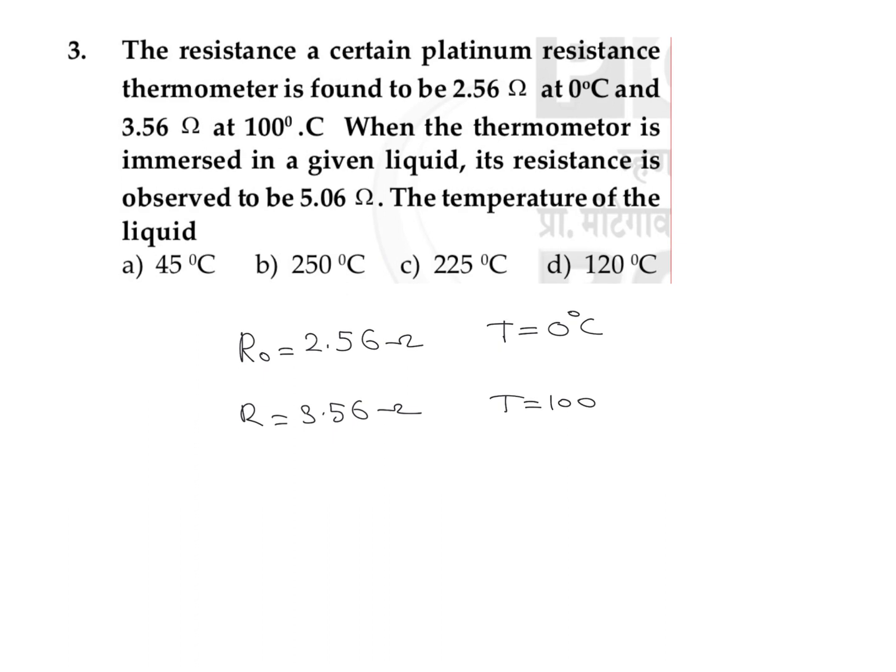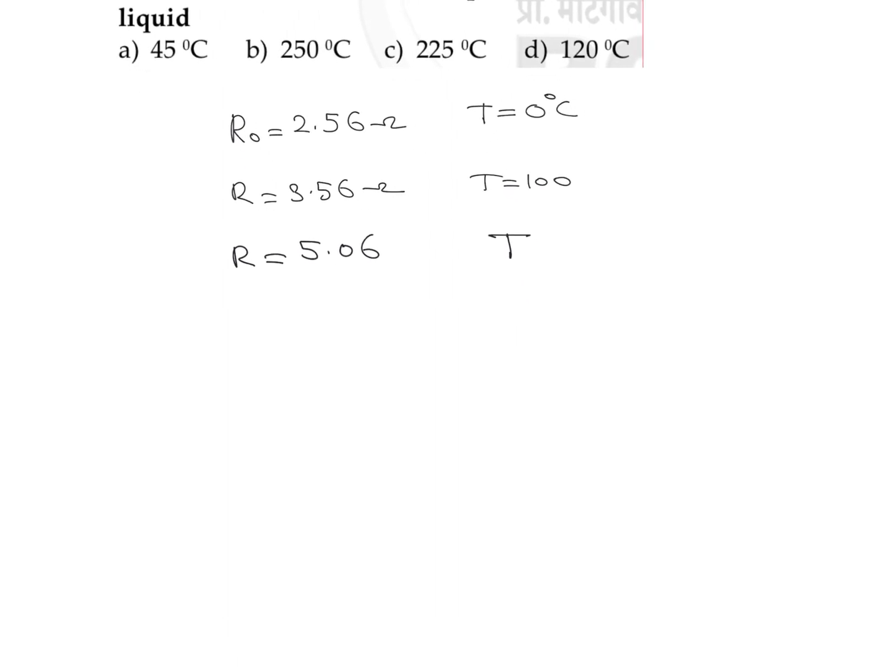When the thermometer is immersed in a given liquid, its resistance is observed to be 5.06 ohm. So we can identify the value of the temperature. Assume that the temperature is T, then the resistance that we are getting is 5.06. So here we can use the equation for comparing the readings of different thermometer scales.